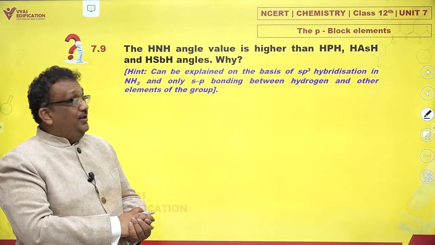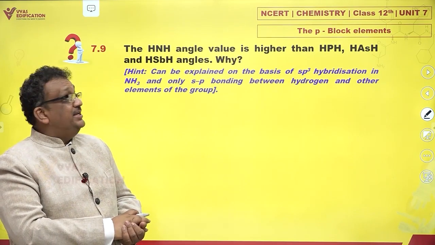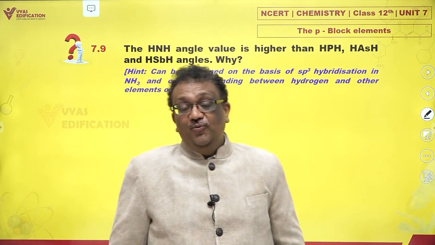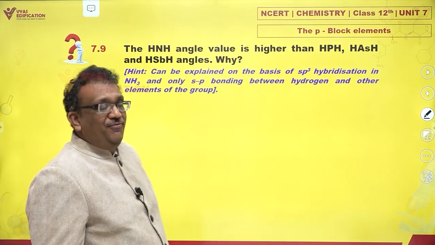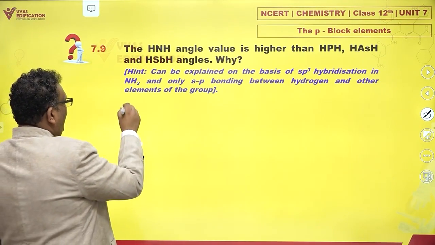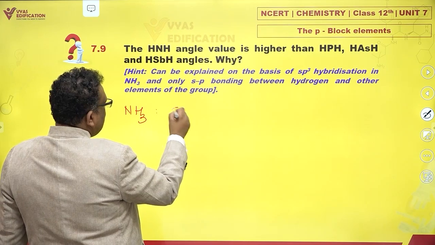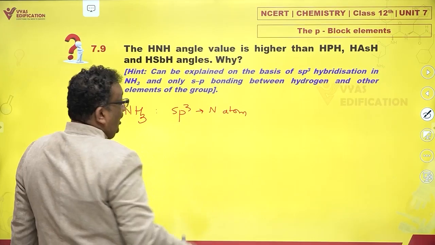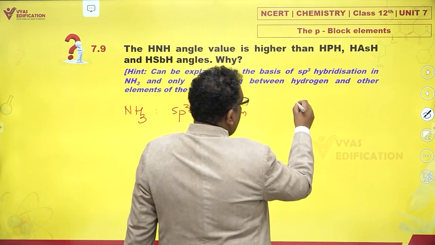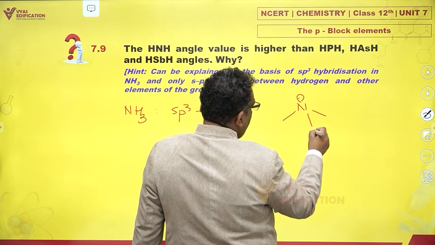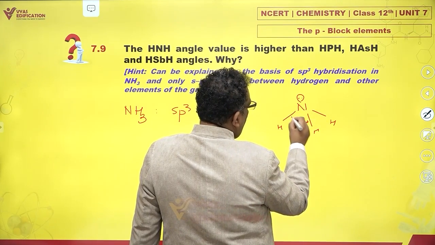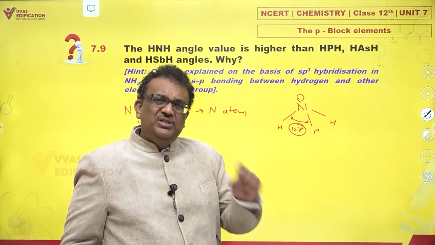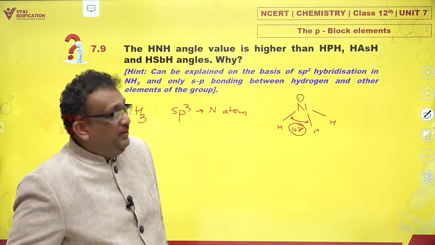The H-N-H bond angle is higher than the H-P-H, H-As-H and H-Sb-H angles. Why? Well, if you look at the hydrides of group 15, you find there is something very interesting. Ammonia or NH3 has an sp3 hybridized nitrogen atom. How do we know this? We know this because the N-H bond angle in ammonia is around 107 degrees, which is close to 109 degrees 28 minutes, the classical tetrahedral bond angle.